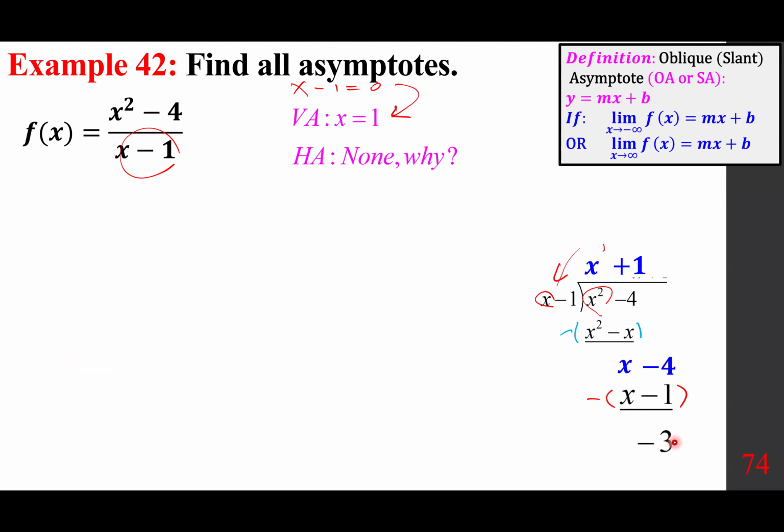That is your remainder. So we're going to write this as x plus 1 plus negative 3 over x minus 1. That's not what we want. We want the asymptote. Slant asymptote is this part, y equals this part, and that's the idea. Y equals x plus 1.